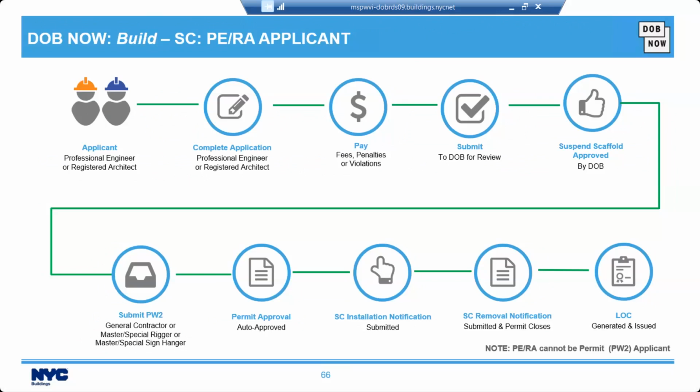The SC installation notification is submitted. Then the SC removal notification is submitted and the permit closes. And then lastly, the LOC is generated and issued. Now keep in mind, a PE or RA cannot be a permit PW2 applicant.